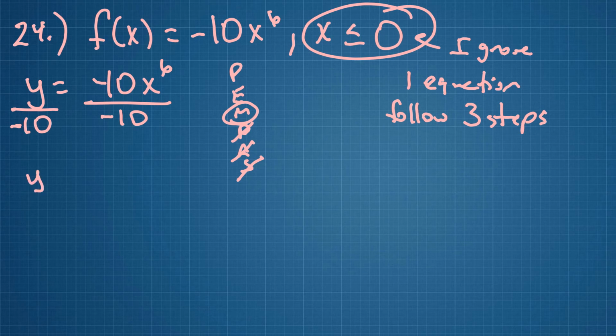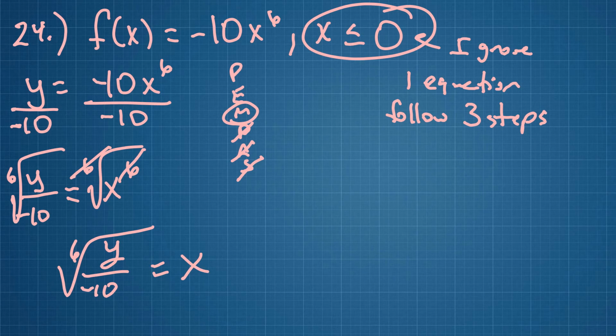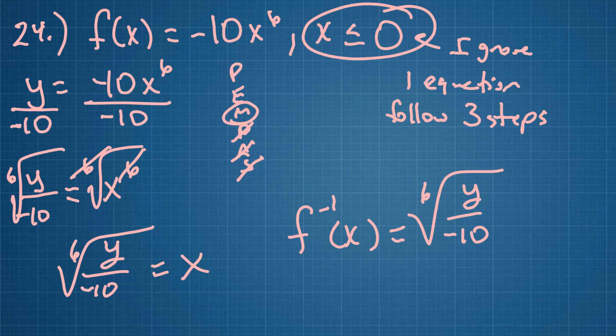So I end up with y over negative 10 equals x to the 6th. So I put the 6th root on both sides, because that makes the little 6's go away. So I get the 6th root of y over negative 10 equals x. So my final answer is f negative 1 of x equals the 6th root of y over negative 10.